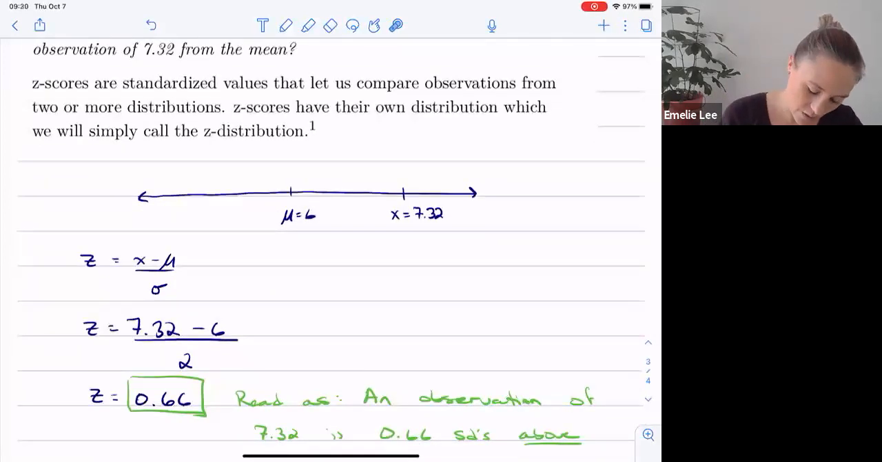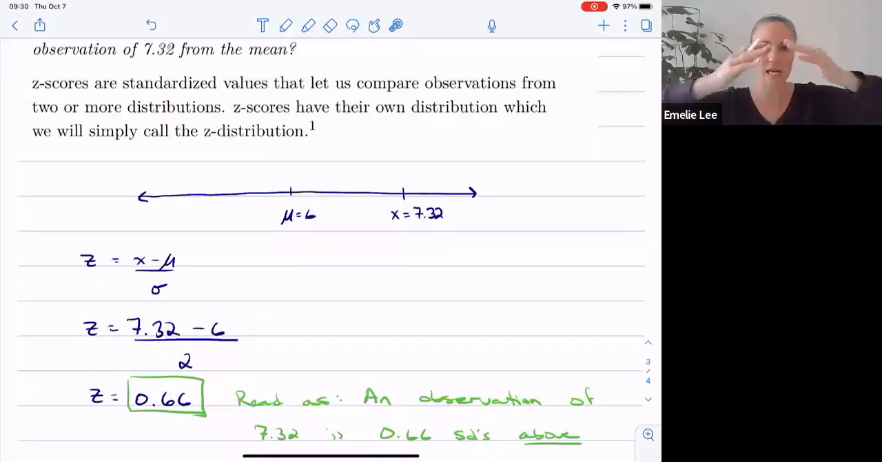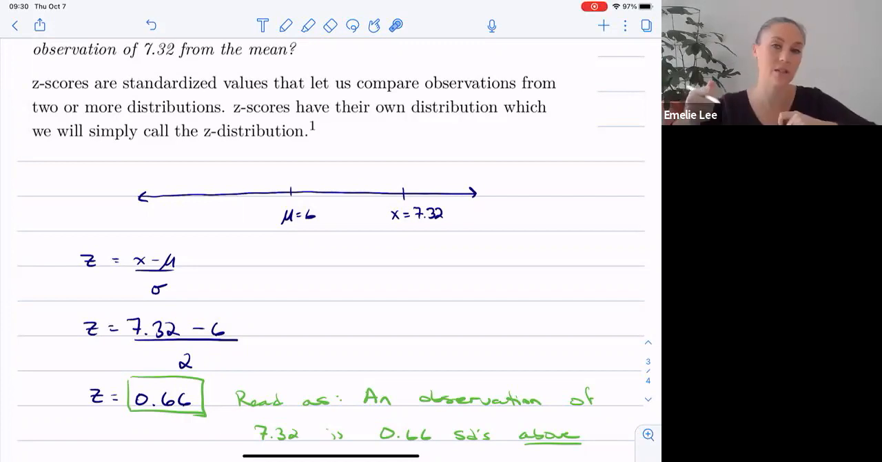Z-scores are standardized values, and they let us compare observations from two or more distributions. Even if they don't have the same mean and the same standard deviation, by standardizing values we can say, okay, if you were 4 standard deviations above the mean and I was 3.2 standard deviations above the mean, then you were further from the mean than I was. It doesn't matter which group you're coming from.